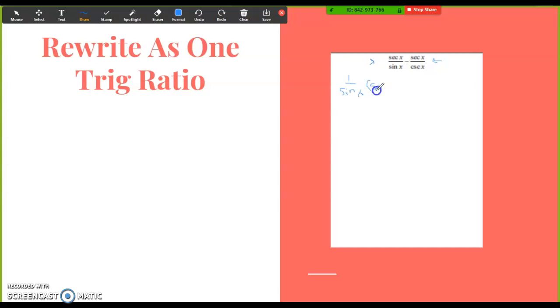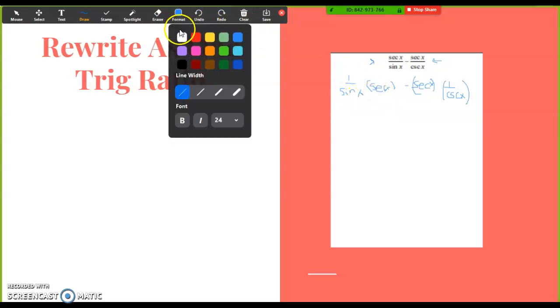times secant of x, minus, pulling out the secant of x in the front, and I'm going to times that by 1 over cosecant of x. Now if you look at this, if you're feeling like you got nothing, which I'm feeling like I don't have anything, I'm going to go to my next step and just rewrite these in terms of sines and cosines.